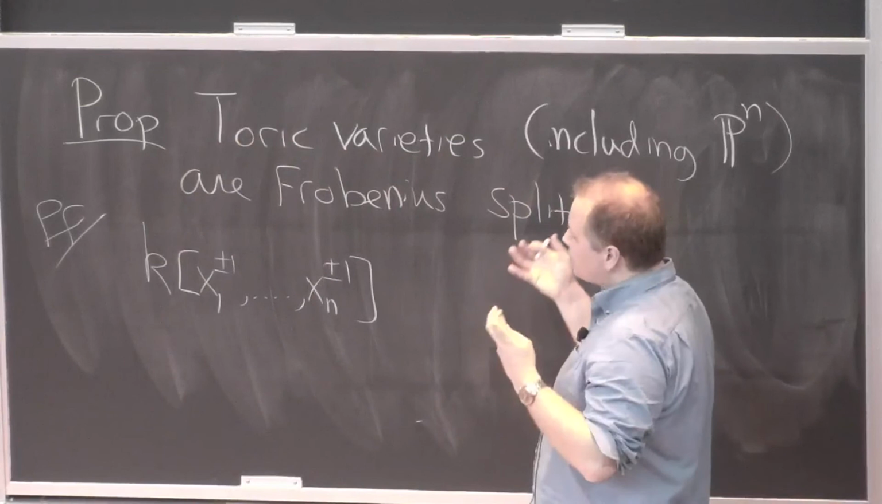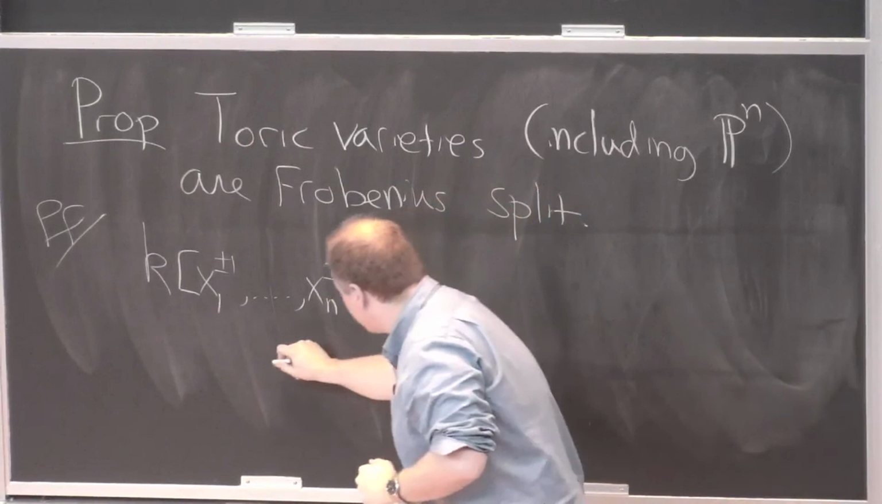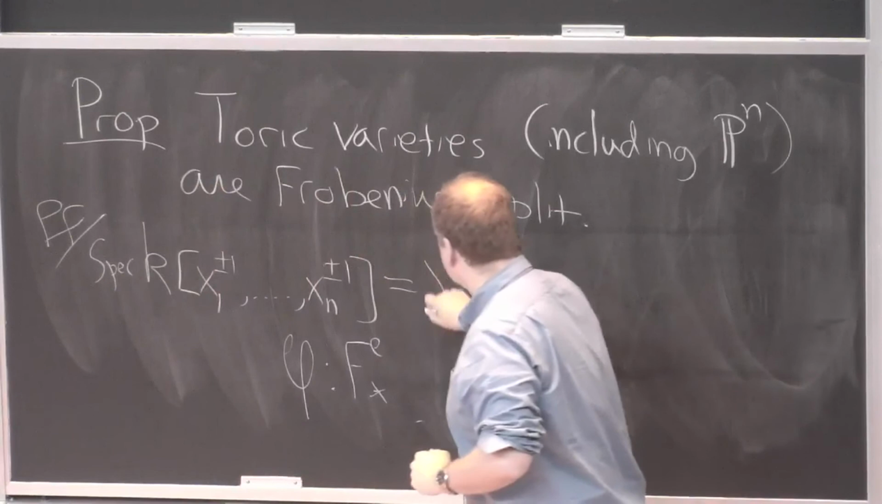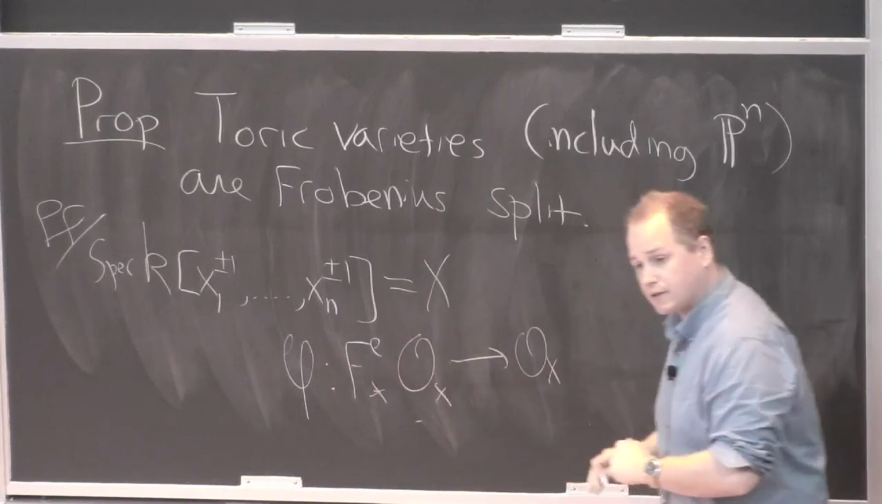And remember, Frobenius split is really a ring theoretic condition, so I just need to tell you what my splitting from F^e_* O_X to O_X is, where X is Spec of this. I'm just going to tell you what my splitting is. And it really is the obvious choice.